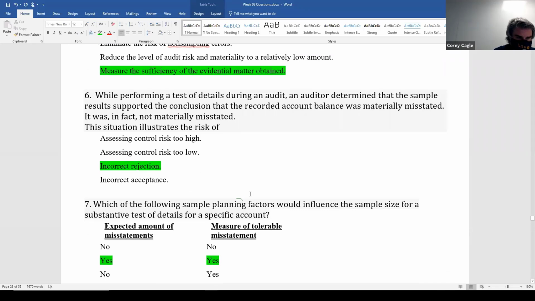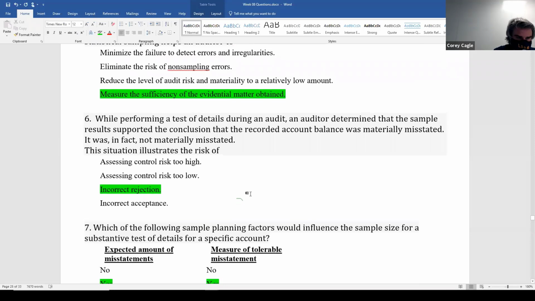Number 6. While performing a test of details during an audit, an auditor determined that the sample results supported the conclusion that the recorded account balance was materially misstated. It was, in fact, not materially misstated. I don't think this was the one I was planning to look at. No, it was. I'm sorry. This situation illustrates the risk of what? All right, so sorry, I was thinking I was looking at a question I didn't mean to look at, but I did mean to look at this one. Now I remember why.